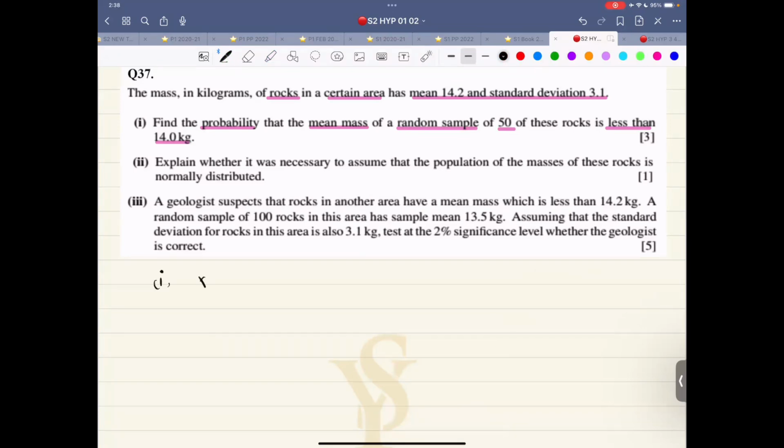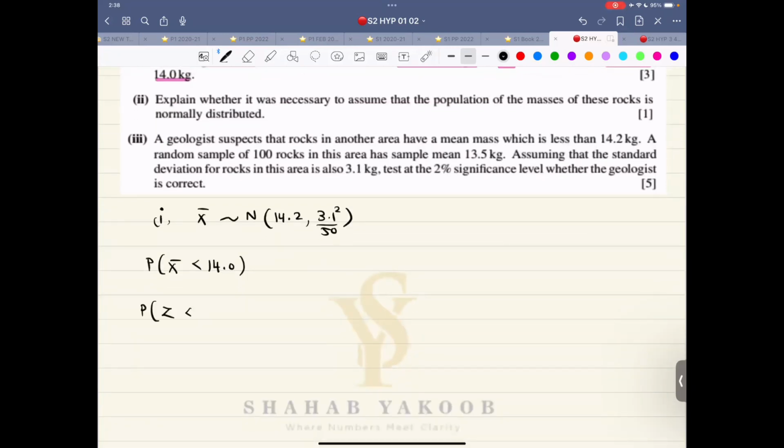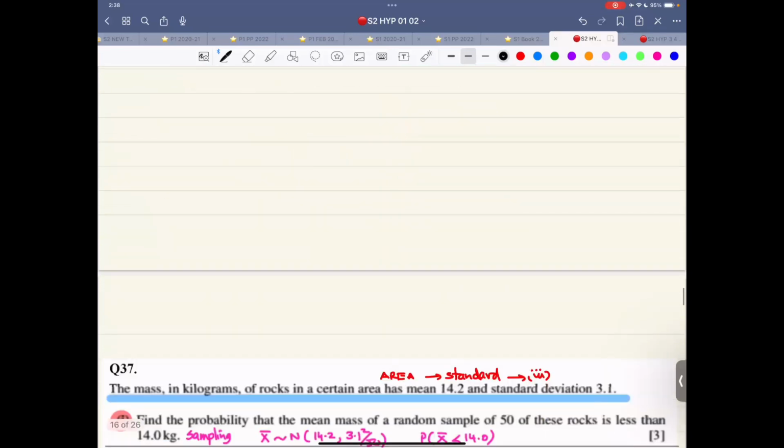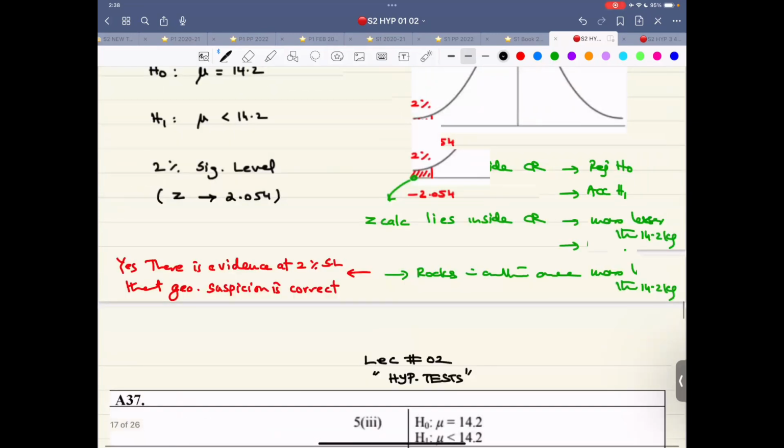So part 1, X bar follows a normal distribution 14.2, 3.1 square. Probability X bar is lesser than, and also the 50, don't forget the 50. X bar is lesser than 14.0. Probability Z is lesser than (14.0 minus 14.2) divided by the square root of 3.1 square over 50. Probability Z is lesser than a negative value. How negative is it? Let me look at the mark scheme. So this is coming out to be negative 0.456, 324.